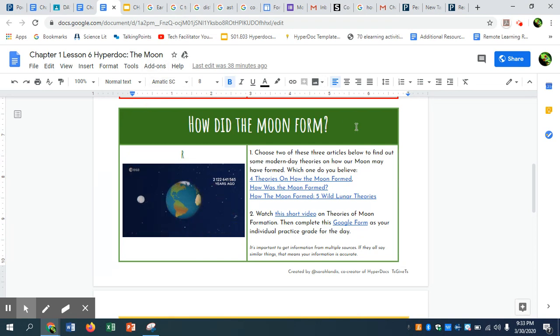So there are 4 major theories on how the moon formed. I want you to do the research. I want you to try to see for yourself what those major theories are. One of them is what scientists believe to be true today, and you'll find that out as you read. So you have a choice of reading 2 of these 3 articles.